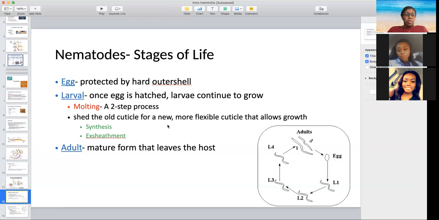The last developmental stage is the mature adult form, and that's the form at which this organism will exit or leave the host. So we have our egg phase of development, we have the various larval stages, L1 through L4, and then we have the adult form.